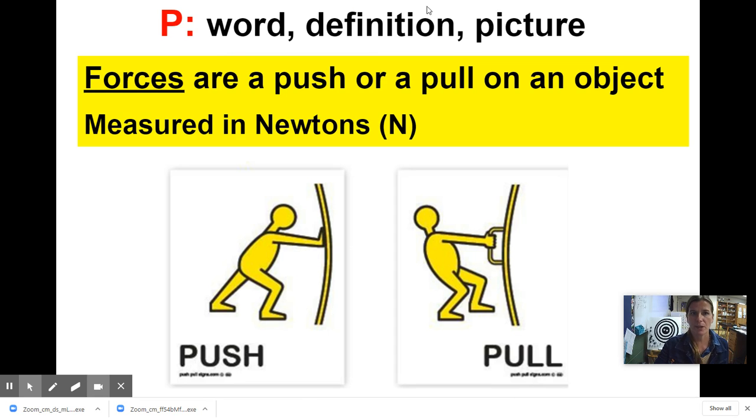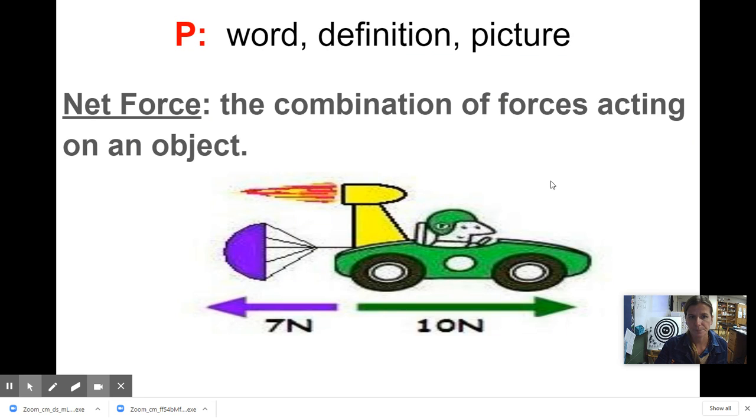Word definition picture. Practice. Forces are a push or a pull on an object, and it's measured in newtons. Net force: the combination of all forces acting on an object.